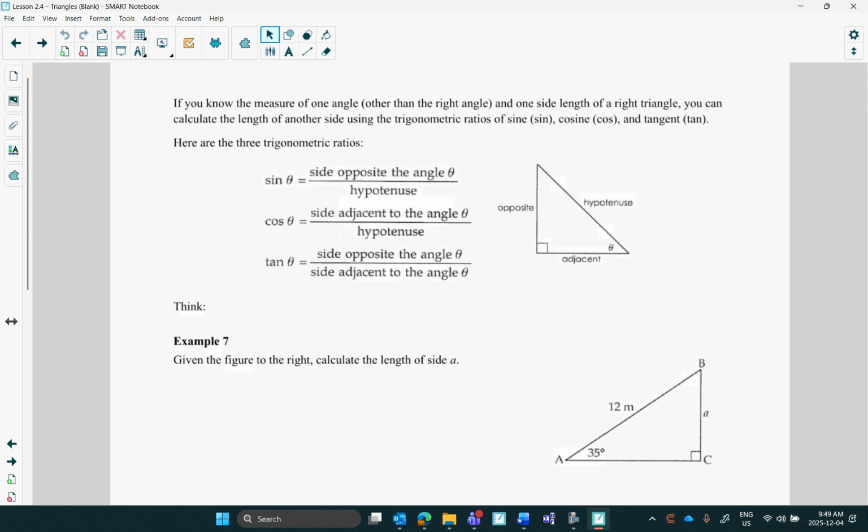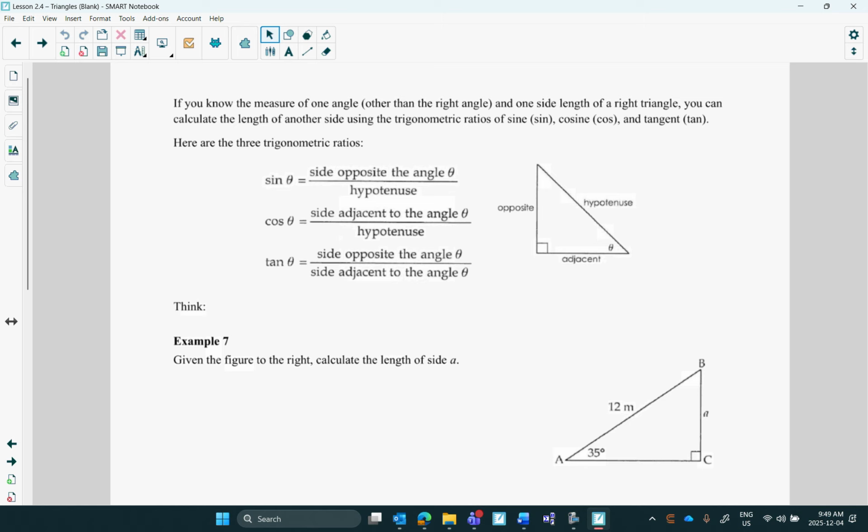So remember in this lesson, we've been talking about triangles, types of triangles, the sum of angles in a triangle, how we can find the missing side in a triangle if we know two sides using Pythagoras, or a squared plus b squared equals c squared.